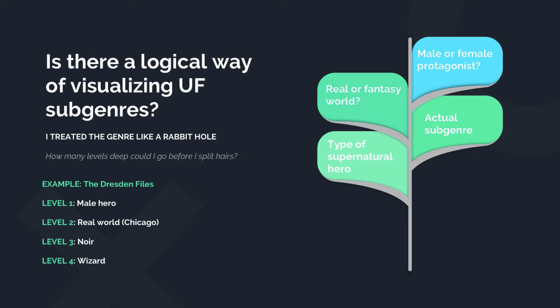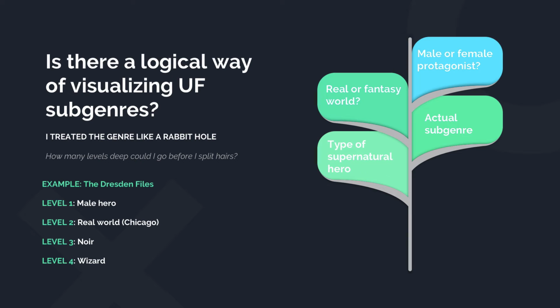All right, so if we look at the Dresden Files, just so you know I'm not making this up: level 1 for me would be a male hero. Level 2 is that it takes place in the real world, which is Chicago. Level 3, the actual subgenre, would to me be crime or noir. And finally, the class of character is that Harry Dresden is a wizard. So if I were going to look at other books to compare the Dresden Files to, I would look for other books that have a male hero, take place in the real world, are in the crime or noir genre, and have a wizard as a main character.